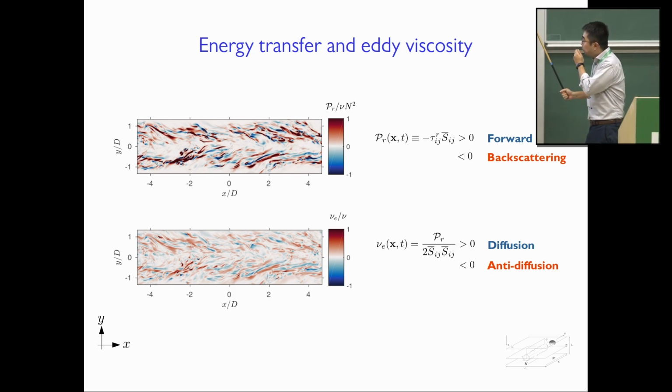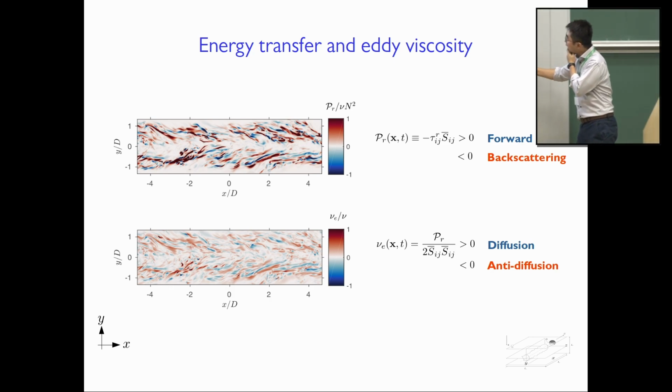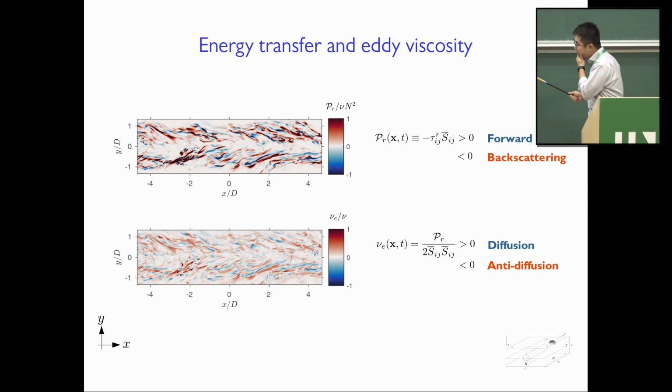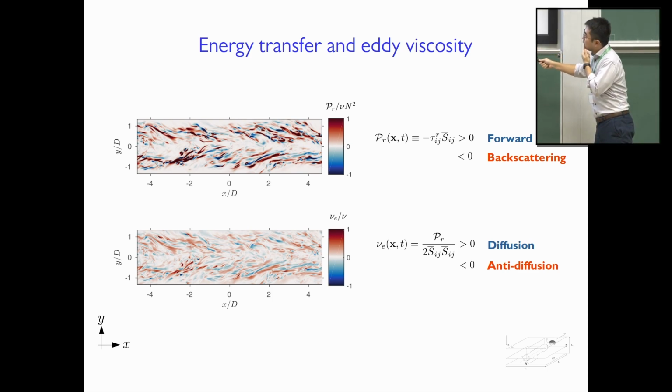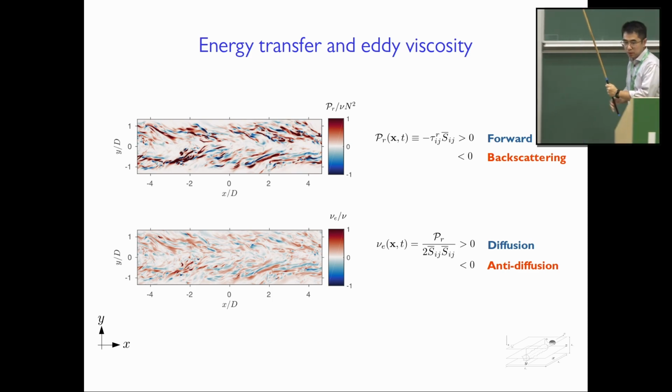And if I calculate the nu_E, so this snapshot turbulence is not that active, but you see a nu_E that's positive and negative, and it's comparable to the molecular values.